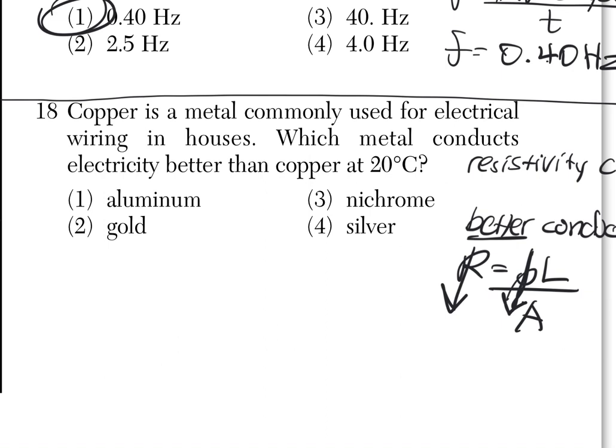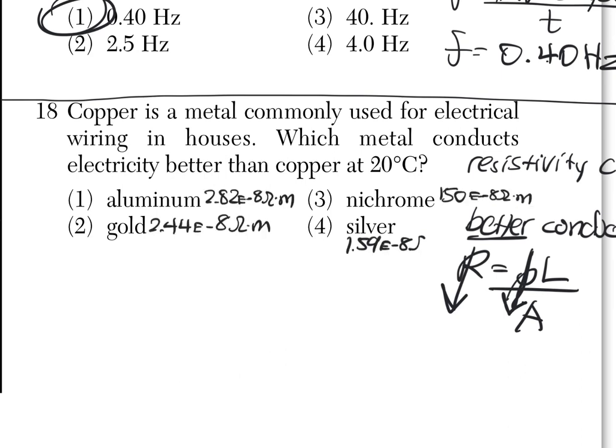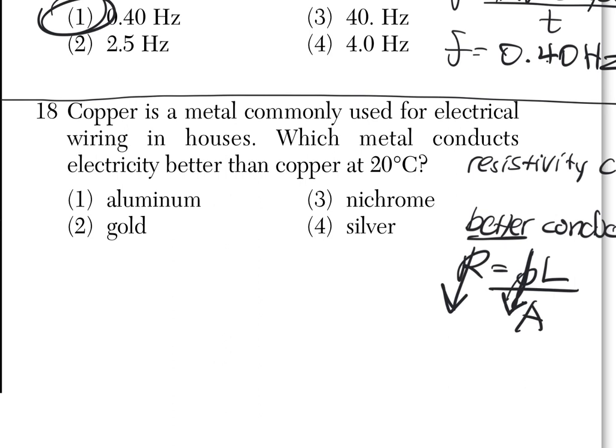We have aluminum, 2.82 times 10 to the negative 8 ohm meters. That sounds pretty good. We have gold, which is 2.44 times 10 to the negative 8 ohm meters. That's even better than aluminum. We have nichrome, which is 150 times 10 to the negative 8 ohm meters. That's crazy high. That's not a good conductor. That's a good insulator. But then we have silver at 1.59 times 10 to the negative 8 ohm meters. So that's the best of the bunch.